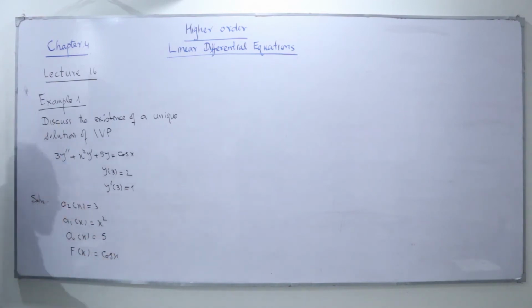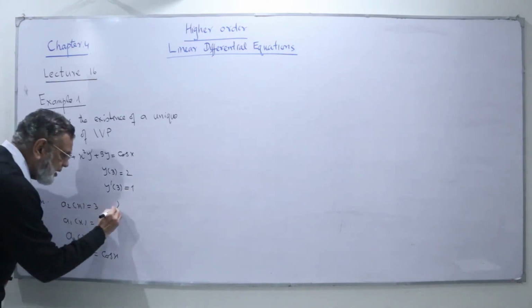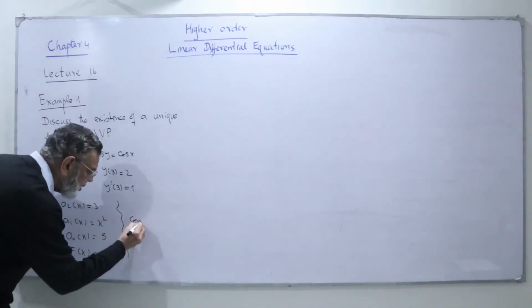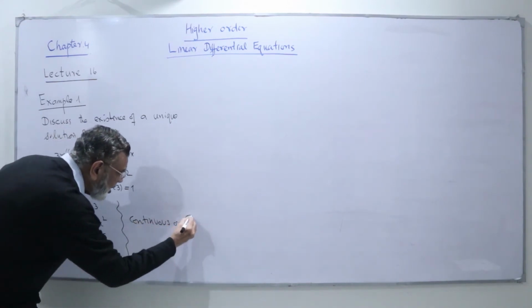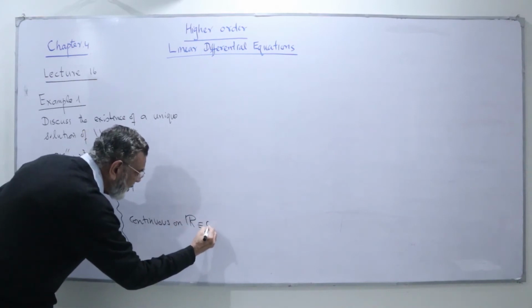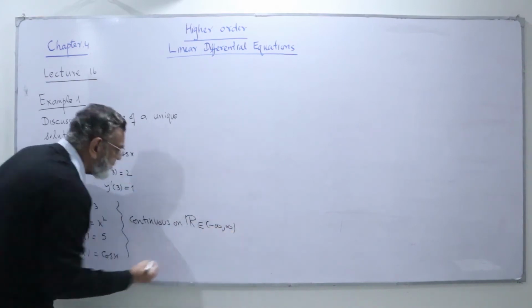Now 3 is a polynomial function. It's continuous on the interval R, for real values. X squared is a polynomial function. It's continuous for real numbers. 5 is a constant, continuous for real numbers. Cosine of x is continuous. So these are all continuous on R, that is minus infinity to plus infinity, this interval.